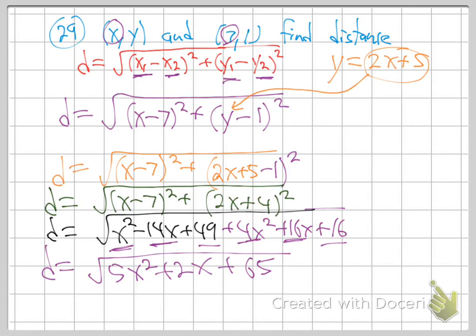We good there? So just distance formula. Have this on your study sheet for the final. Plug in the 2 points and then plug in y in the place of y. Just FOIL and gather like terms. Good there? Questions on that one?